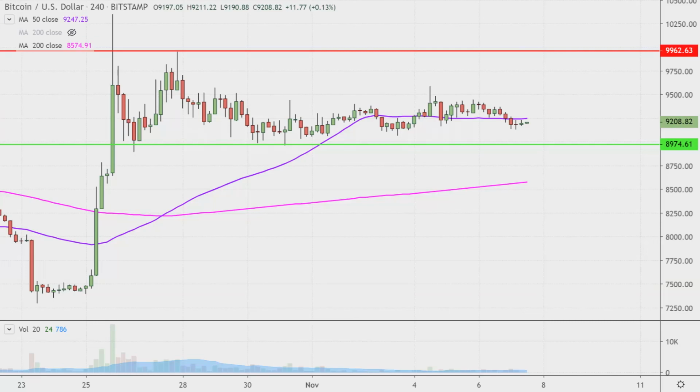And I bring all that up because when a lot of eyeballs are watching the same areas and wondering the same thing, call it a self-fulfilling prophecy, call it whatever you want, it can produce some very dynamic price movements, and that's what we have with these levels.